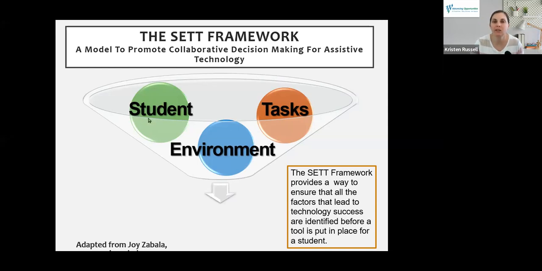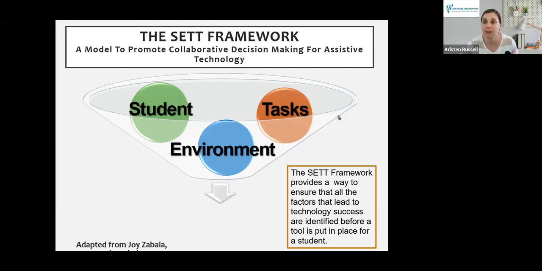SET stands for student. So we're thinking about the student and their abilities or strengths, the areas that are difficult, anything about the student. We're thinking about the environment, what type of classroom it is, what tools are available, how loud it is, all of that kind of stuff. And then we're really honing in on what the specific tasks are.